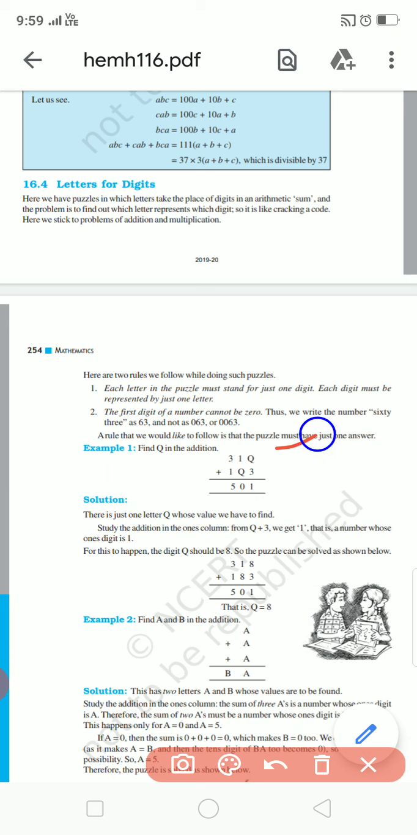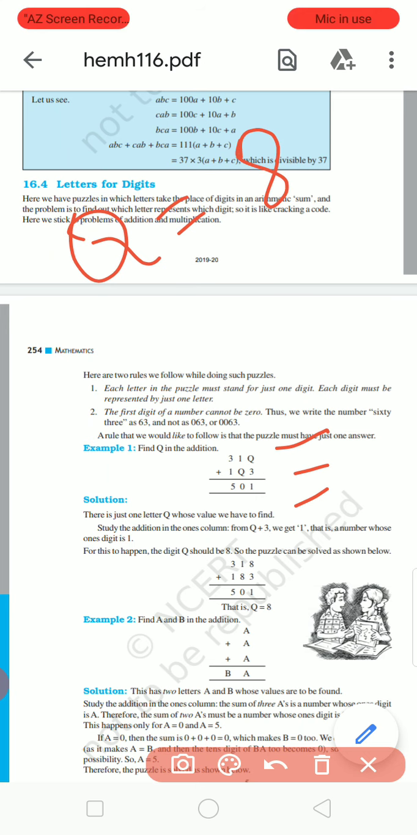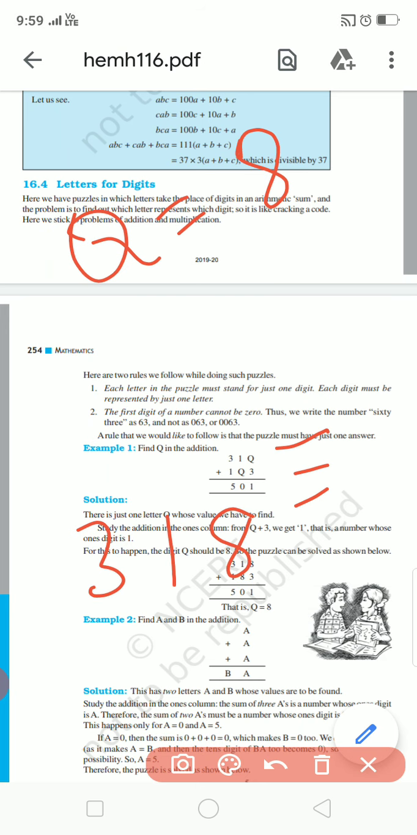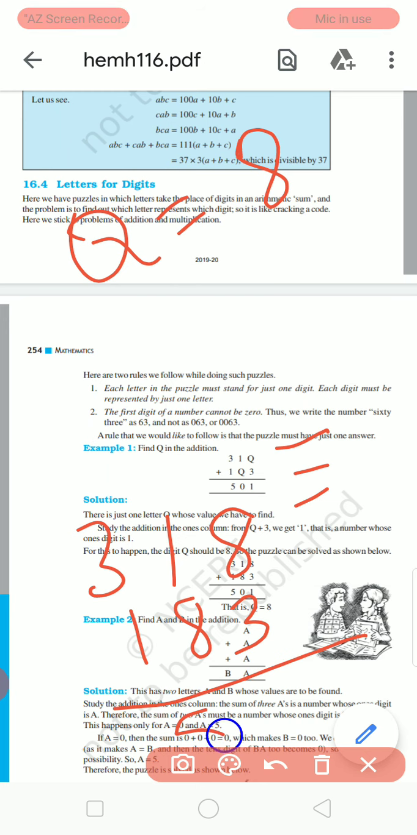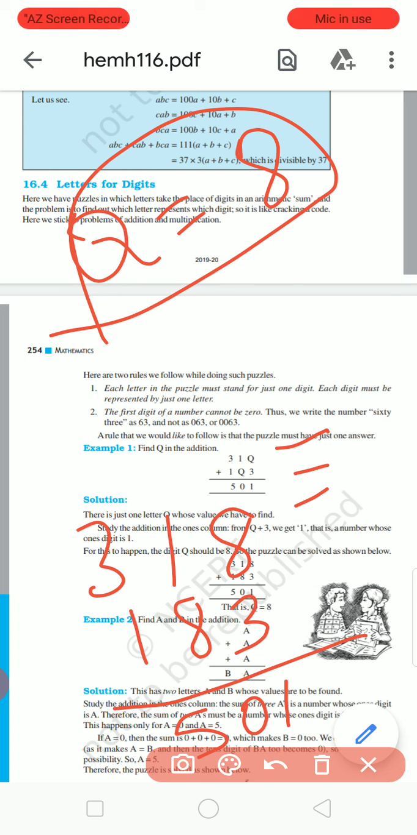You can see here Q, 3 and 1. So what do you add to 3 to get 1? 8 plus 3 is 11. So instead of Q, you can write 8. So what will you get now? 3 1 8, 1 8 3. Our answer is 501, so the value of Q will be valid for this question.